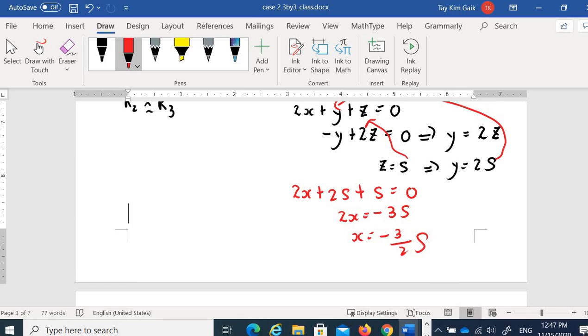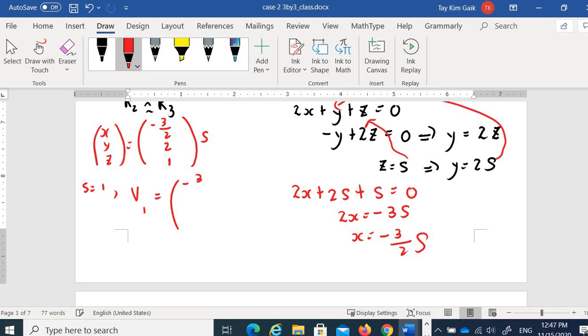So you can have here your x, y, z. So x is negative 3 over 2. You factor out s. z is 1s, y is 2s. Taking s equal to 1, you get the first eigenvector v1 is actually negative 3 over 2, 2, 1. So you found, okay, the first eigenvector.